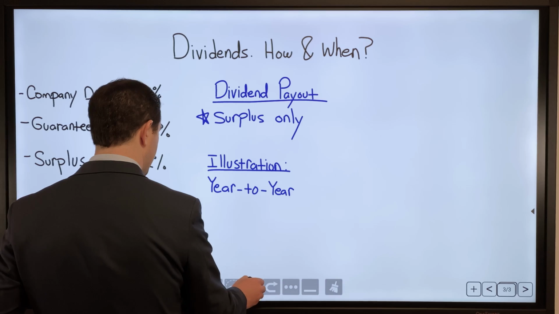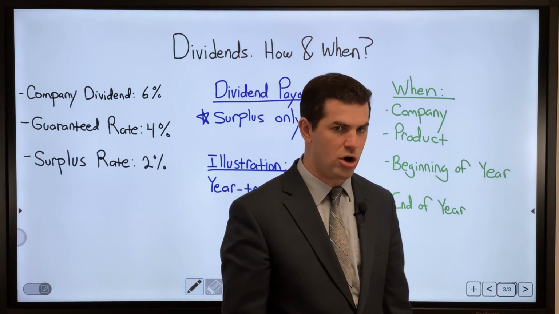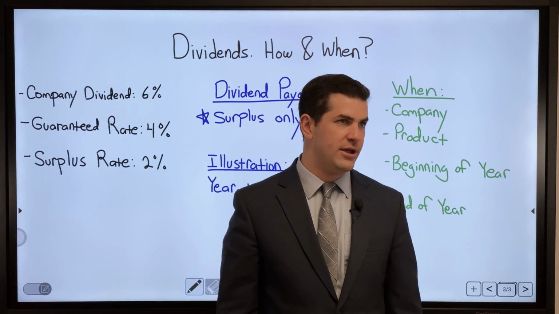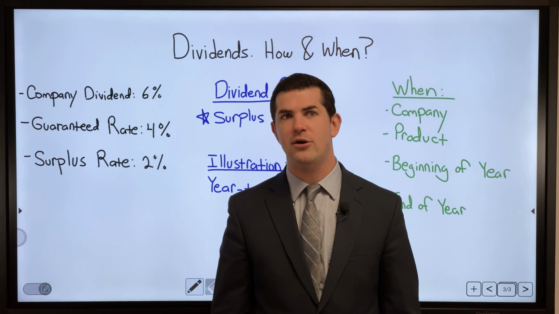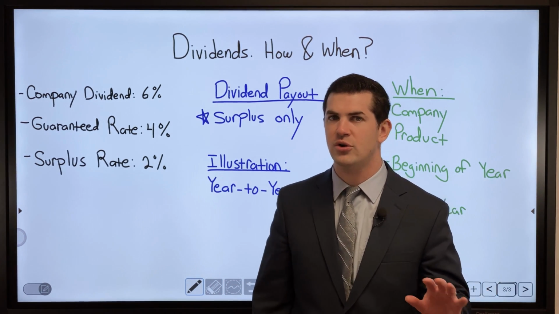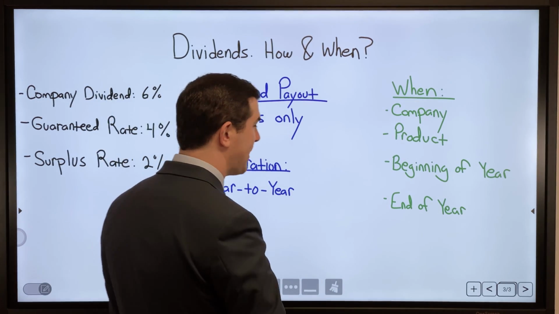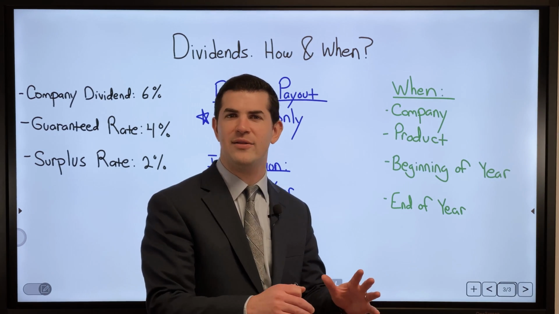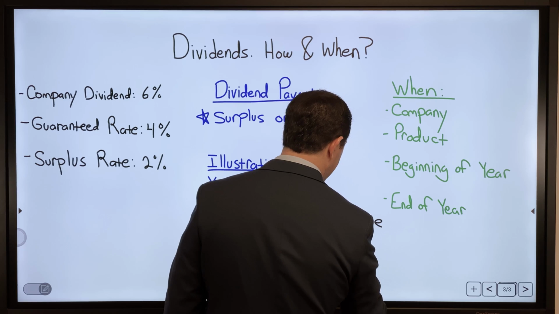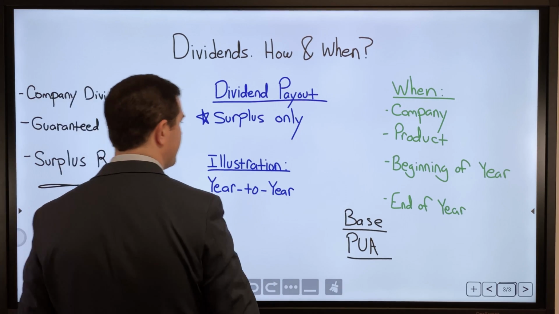Now, let's continue on. When? This is the big question. When are dividends paid to my cash value life insurance policy? Well, this does depend on the company and also the product. Why I say product is most traditional life insurance policies, when it comes to the base premium dollars. Remember in the beginning how we said the formulas, the calculation based off of base premium and PUA dollars are different when it comes to the surplus in particular?